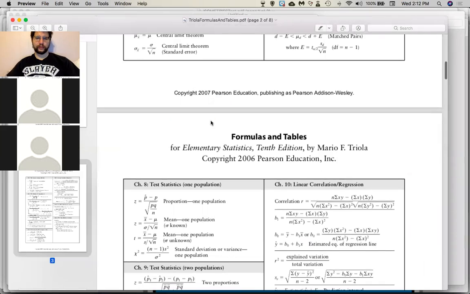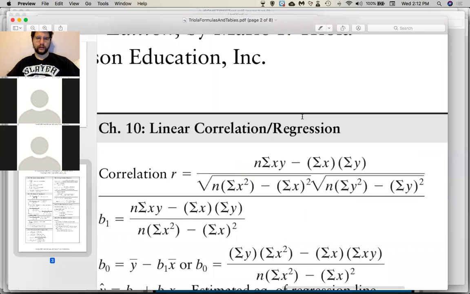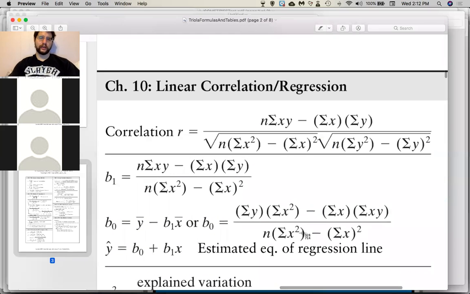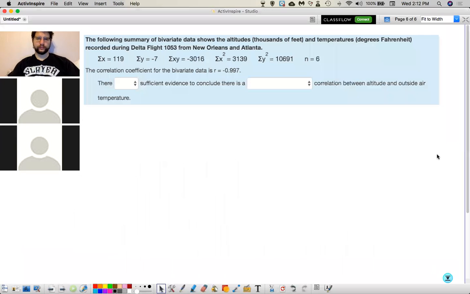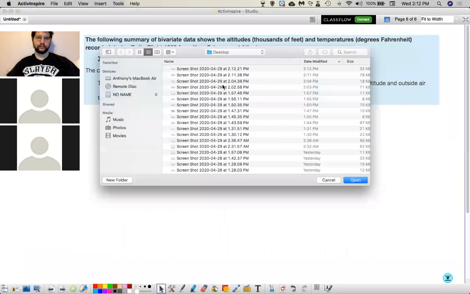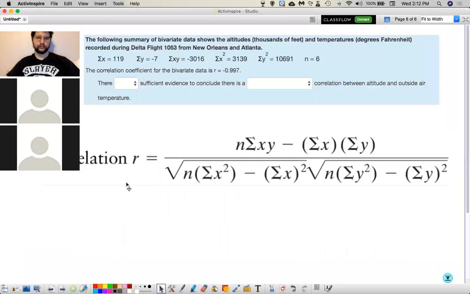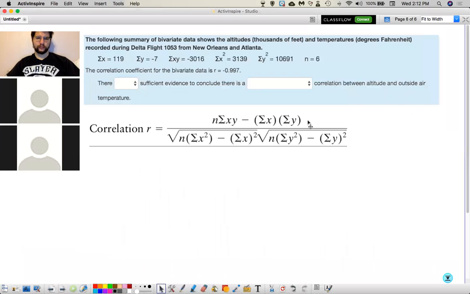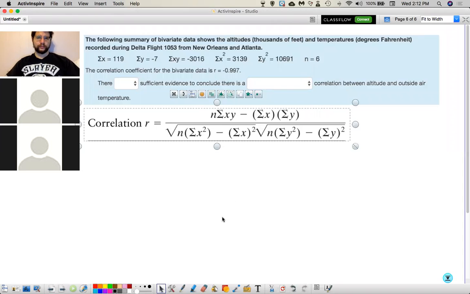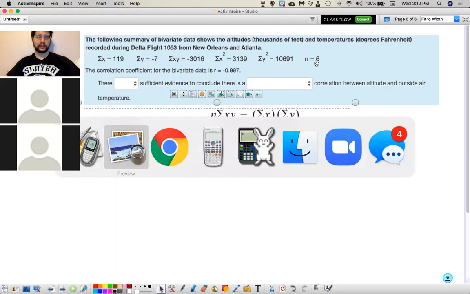I believe that's chapter 11 for 10. Okay. Here's the correlation formula. Looks long and scary, but you're just typing numbers into the calculator. It's really not a big deal. Oh, the correlation coefficient for the bivariate data is that. We don't have to do any work, do we? Okay, I guess n is 6, so we can use that. Look it up on the chart.